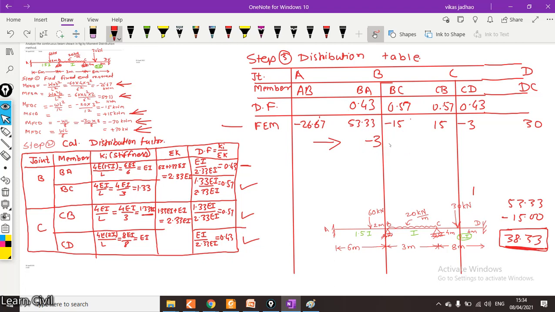So here we will have the balancing moment of minus 38.33 into 0.43, which will be equal to minus 16.48. So I will directly write down here minus 16.48. This will be the balancing moment. This step is called balancing.